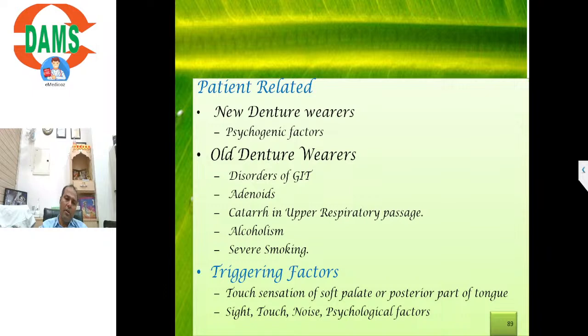So now, what are the triggering factors of gagging? There are various. Now one theory for gagging is the trigger zone theory, right? There are trigger zones in the soft palate and the posterior part of the tongue, where if we are constantly irritating those trigger zones, these trigger zones have various nerves around or in them. So whenever there is firing, the nerves will fire and the patient will have a lot of gagging sensation. So it is very important to handle and identify these trigger zones.